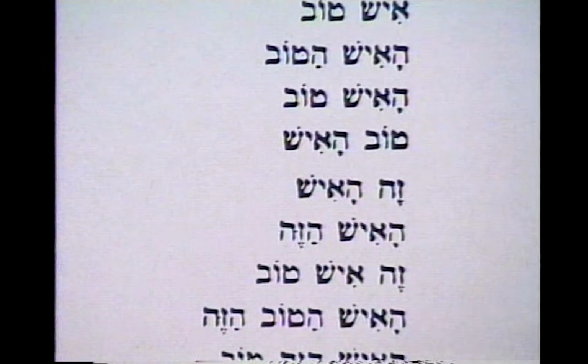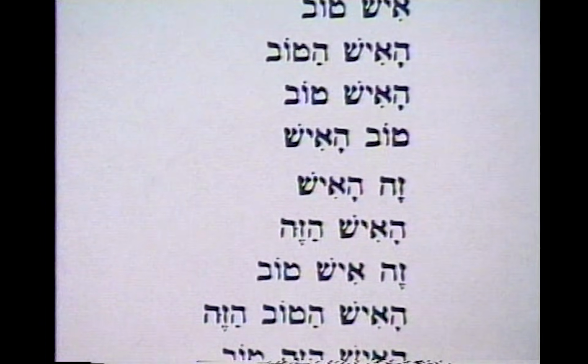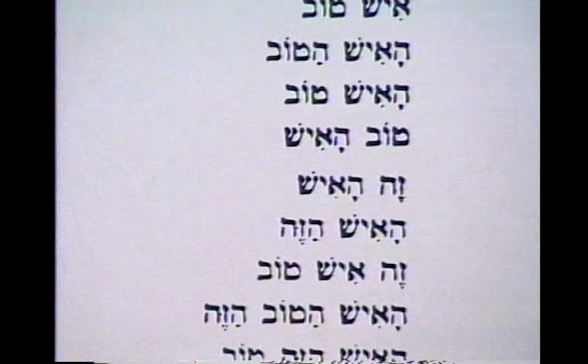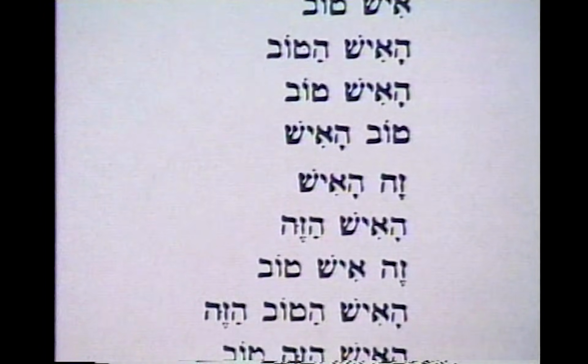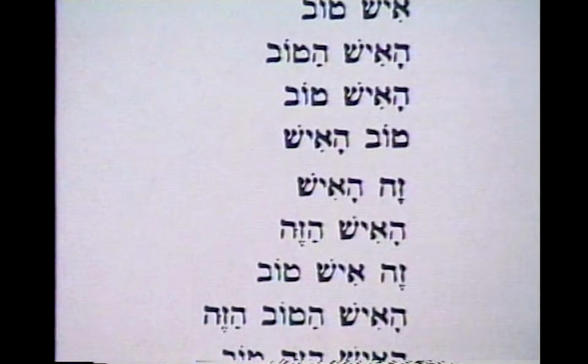And then the one right underneath that, you've got Ze Ha'ish. This is the man. And then Ha'ish Hazeh. You've got this man. And then Ze Ish Tov. So that would say this man is good, or this good man. This is a good man, right? And then the one right below that with the definite article on the bottom of the page, Ha'ish, Hatov, Hazeh, the man, the good, namely this one, and so it would be translated, this good man.